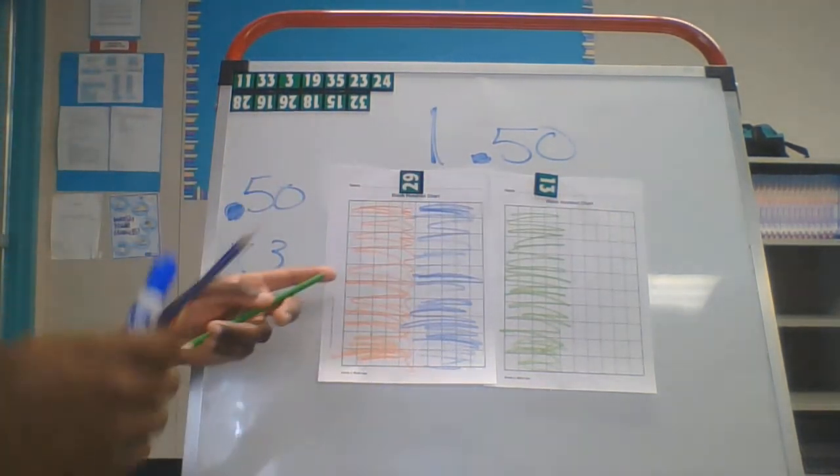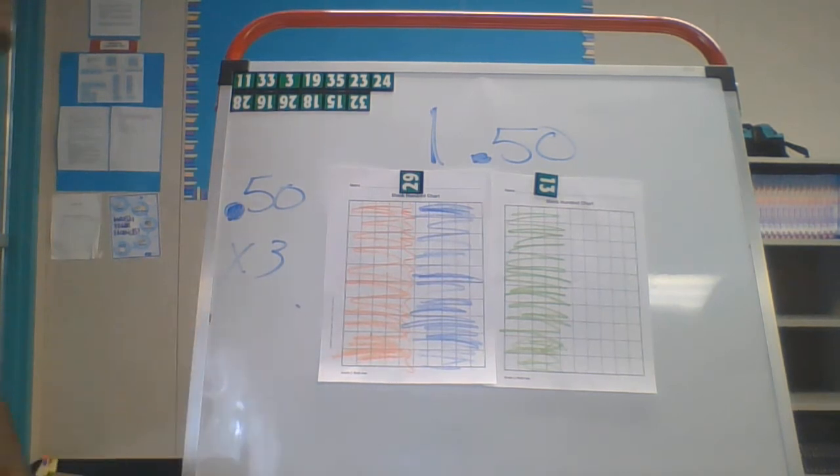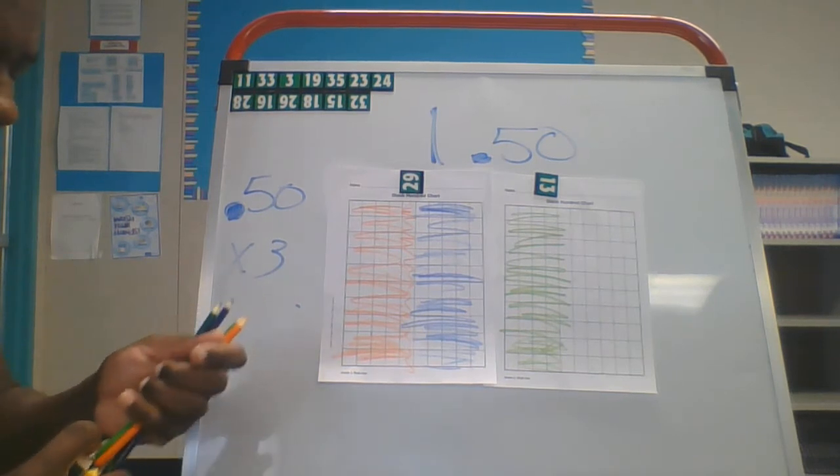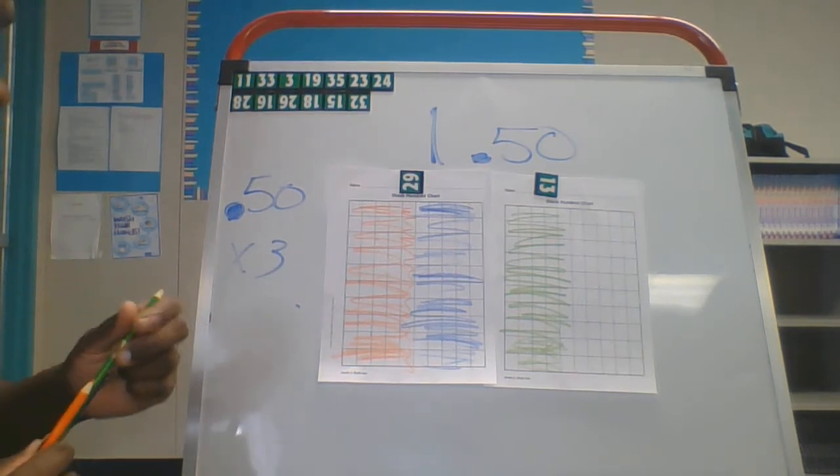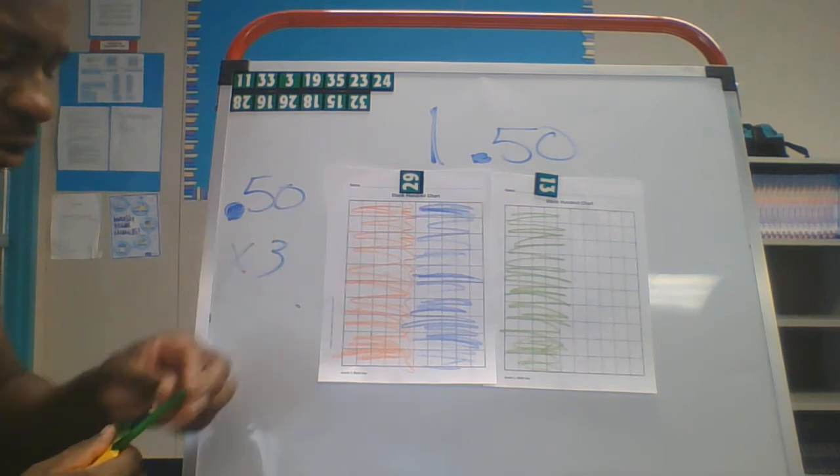Okay, so the paper, the hundreds chart, is really important because you're not meant to multiply these just yet. You're meant to set it up and understand conceptually what's going on, and this is how it's done.